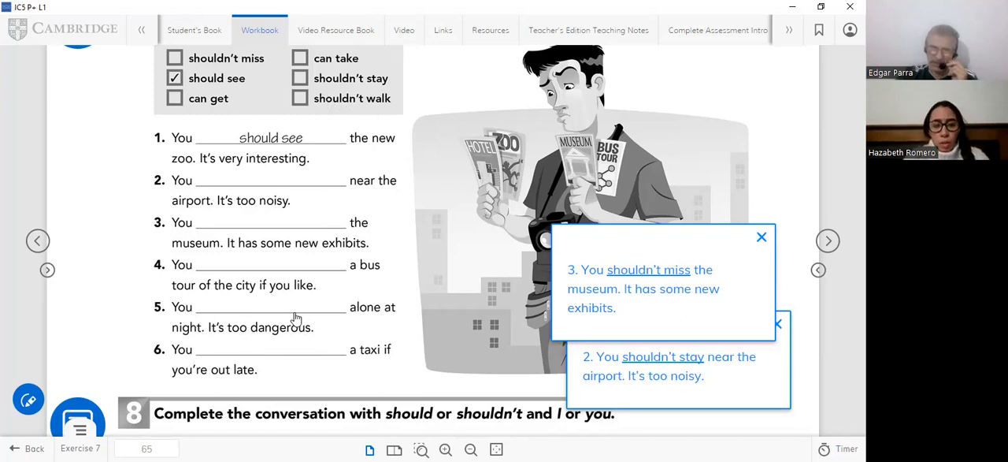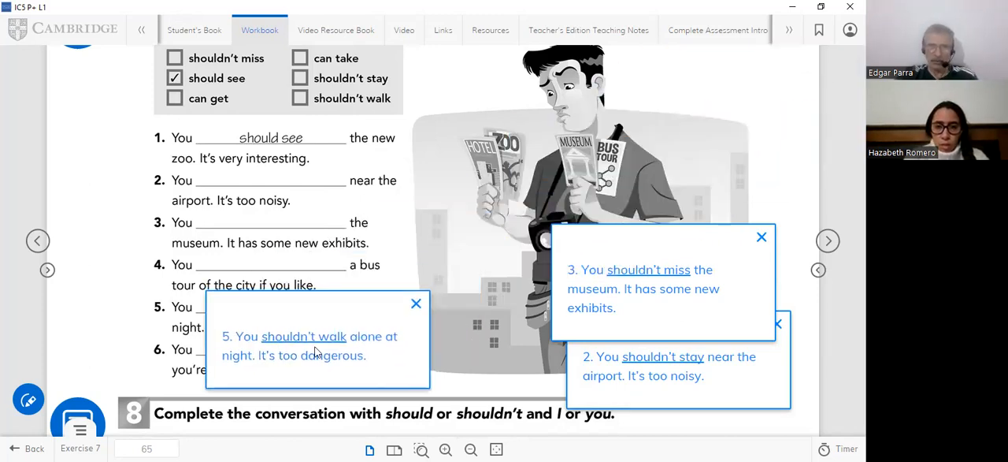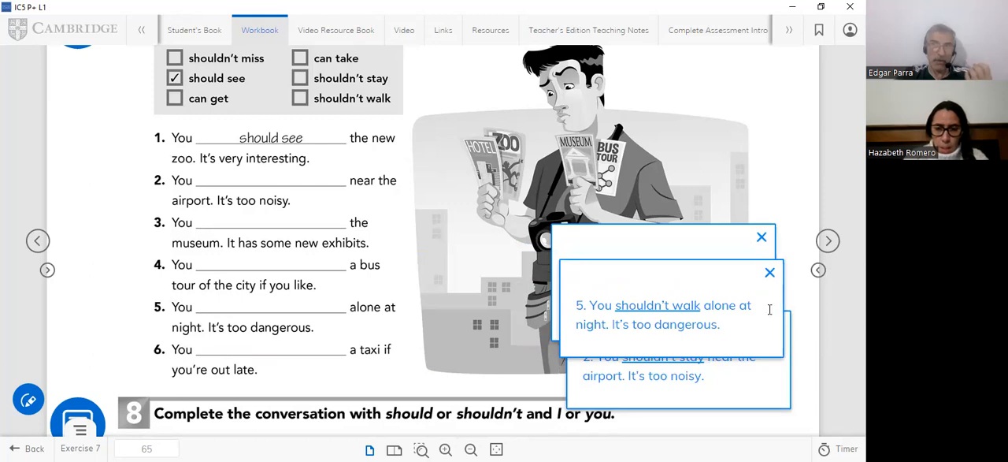You shouldn't walk alone at night. It's too dangerous. Okay, shouldn't should be written here. These are recommendations that people give you when you go as a tourist. What do you say for number 6? And after that, we go to number 4.